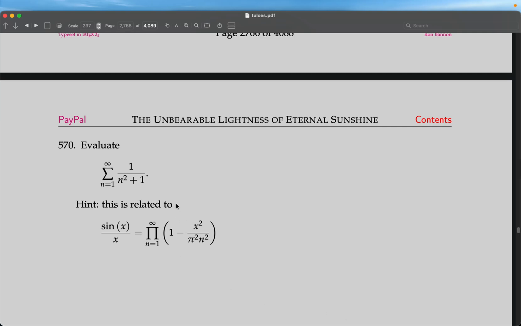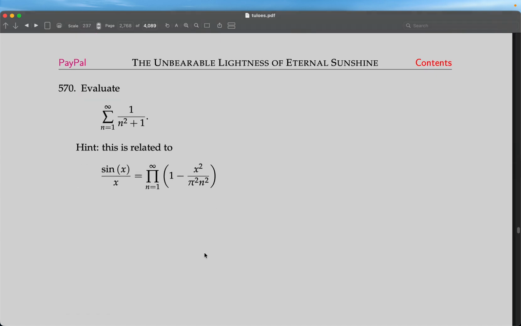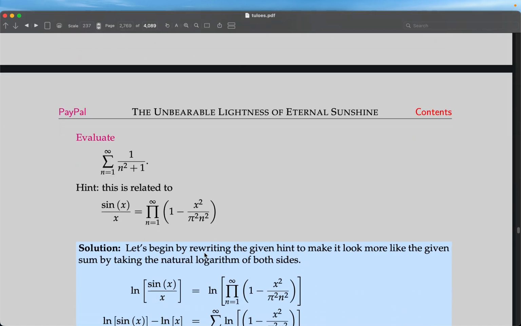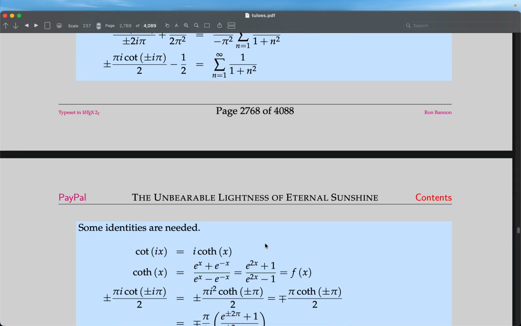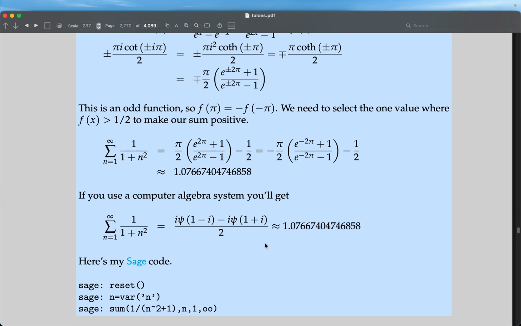Okay, problem 570. They want you to evaluate this sum. It goes from 1 to infinity of this summand, which is 1 over n squared plus 1. They give you a hint, say it's related to this thing over here. All right? So what we did, we went through paper and pencil work, and we finally get an answer at the end of this thing over here. Again, it was a lot of work, but we get an answer.